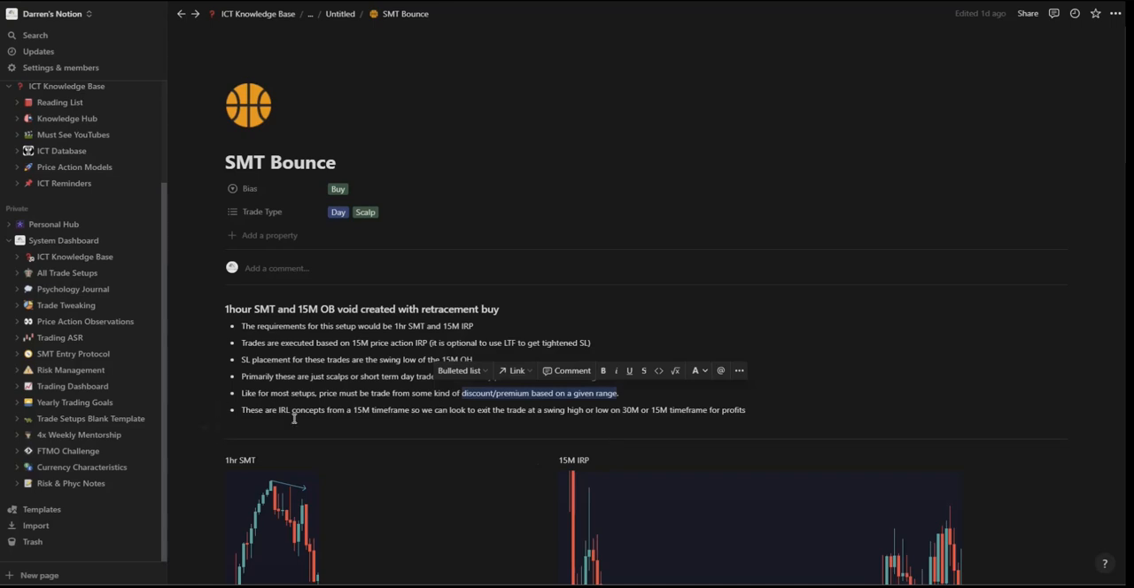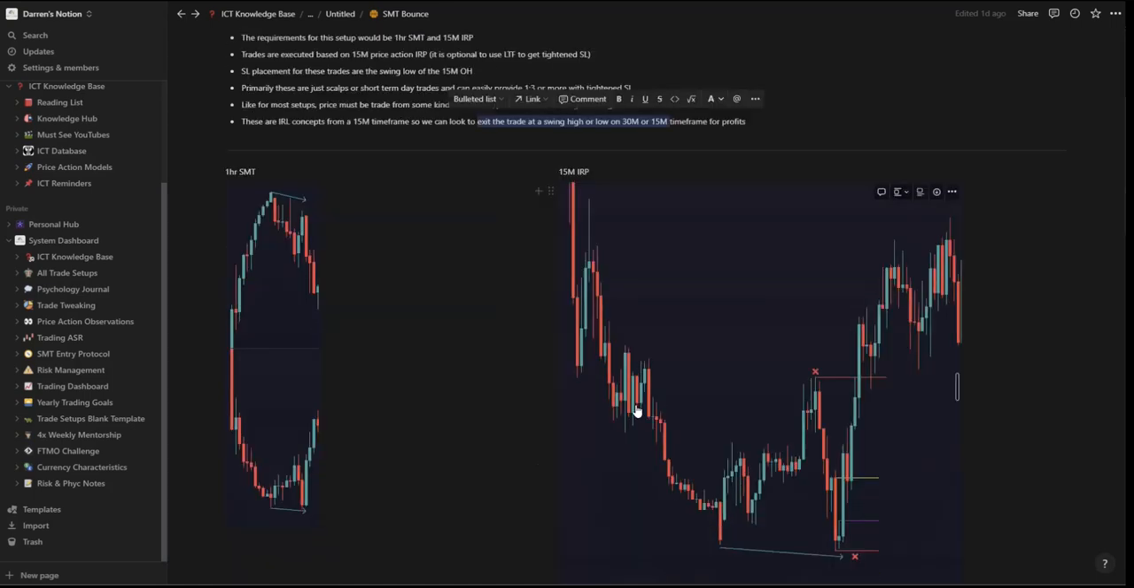So like I say here, it's internal range liquidity, so we can look to exit on a 15-minute or a 30-minute, or even the hourly, okay, if you want. But generally 15 minutes is good, and you'll find a lot of exit points on a 15-minute chart. So you can look at a couple of setups over here.